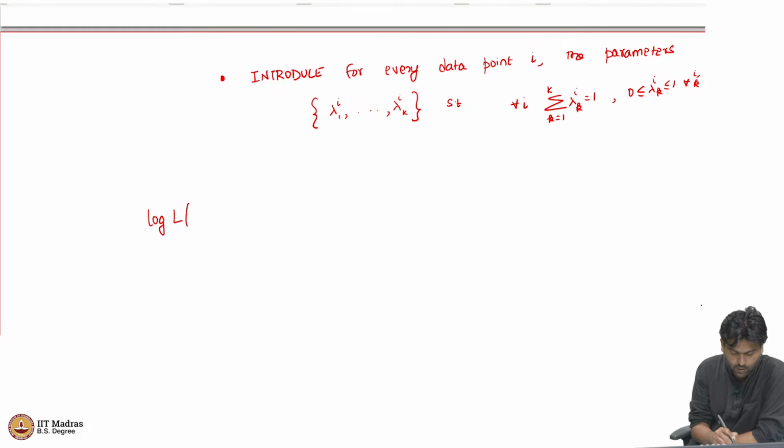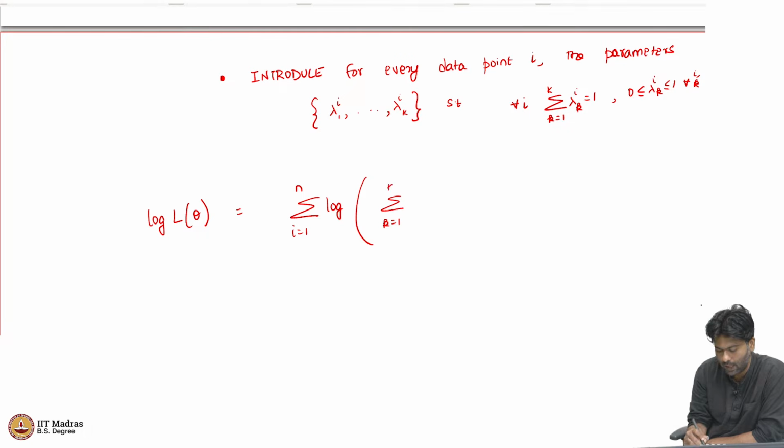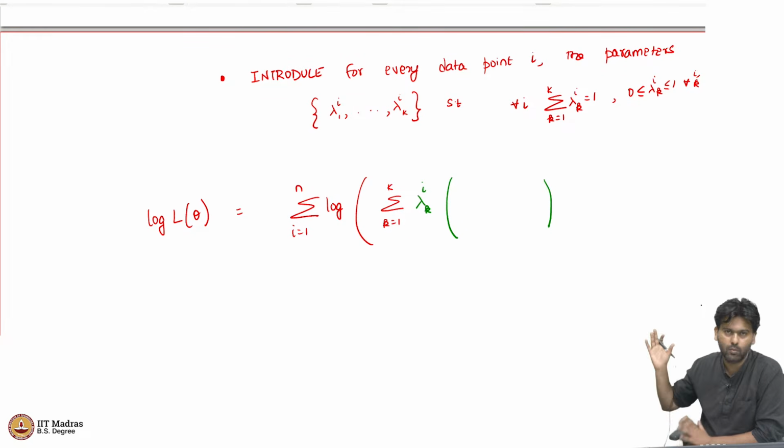So, we have log L of theta, and this is sum over i equals 1 to n, log of sum over k equals 1 to K, and this is where we want to introduce this lambda ik, which is the parameter that I am introducing. There is one for every data point i, and for every data point i there are K of them, and the kth parameter is lambda ik. Now, I am just multiplying it, which means that the sum cannot change, otherwise I would be looking at a different function.